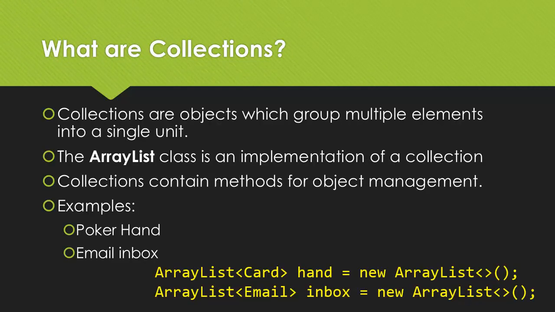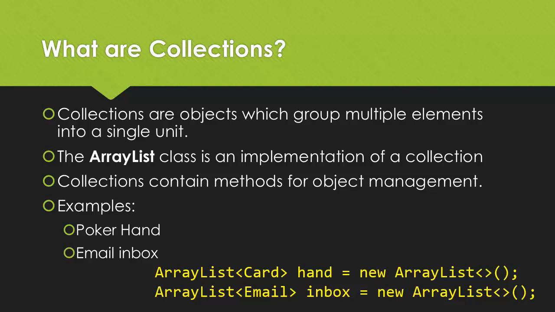Let's start out by answering the question, what are collections? Collections are similar to arrays in that they're groups of objects with multiple elements accessed under the same variable name. The ArrayList class is an example of a specific implementation of a collection. There's other types of collections as well, but the most popular one and the one we'll be using today is called the ArrayList. Collections contain special methods for managing objects, that is, adding an object to the collection, finding an object in the collection, indexing a specific value in the collection, and removing objects from the collection.